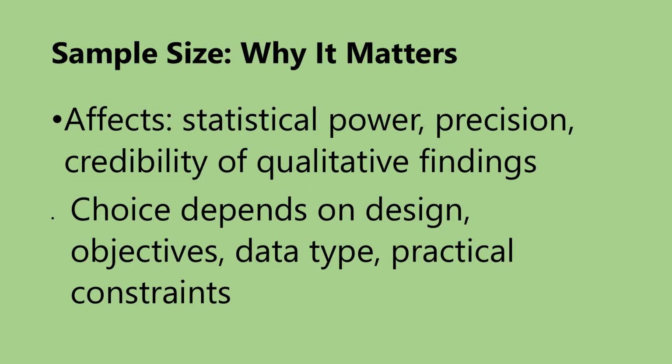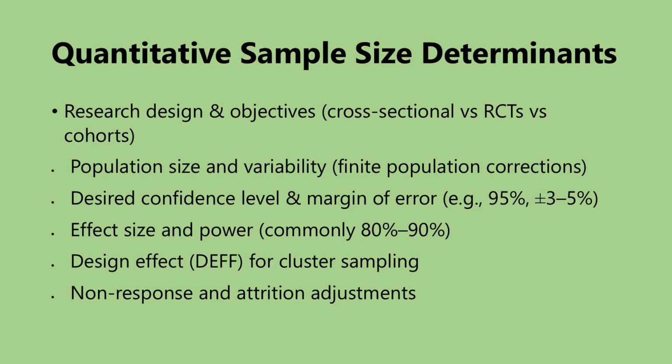Understanding sample size is crucial as it impacts statistical power, precision, and the credibility of qualitative findings. The choice of sample size depends on the research design, objectives, data type, and practical constraints. Quantitative sample size is determined by factors such as research design, population size, desired confidence level, effect size, and more. Adjustments for non-response and cluster sampling are also considered.